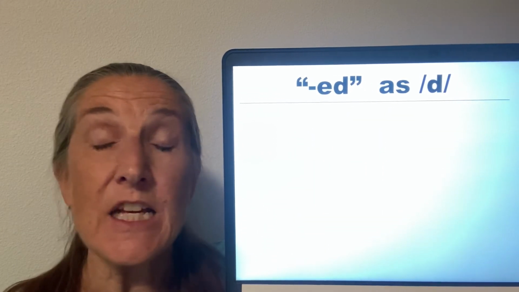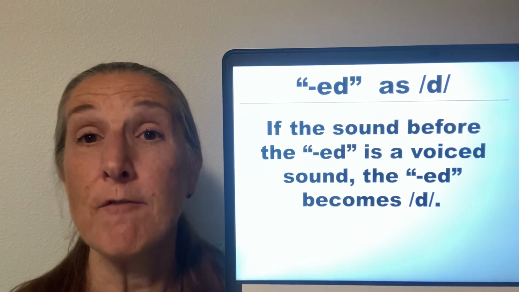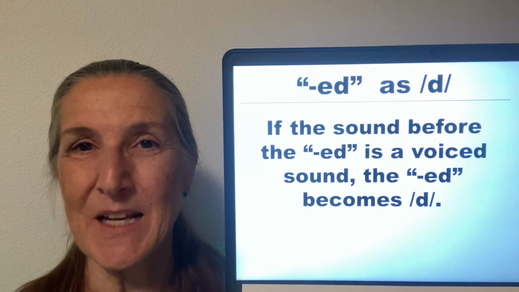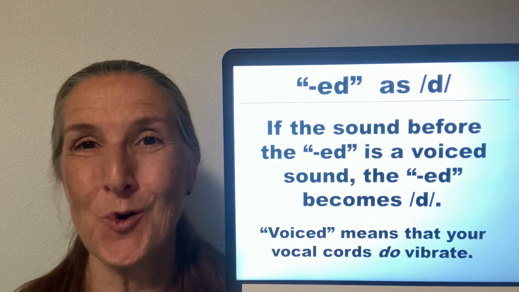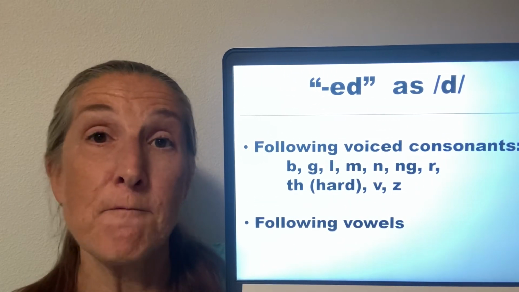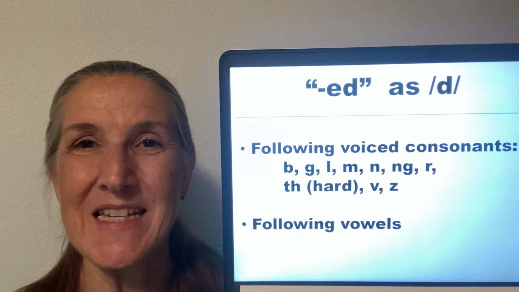Now the ED can also sound like a D. And this happens if we have a voiced sound right before the ED ending. And the voiced sound means that we do feel our vocal cords vibrate. We have both consonants and vowels that will give us that D sound for the ED.